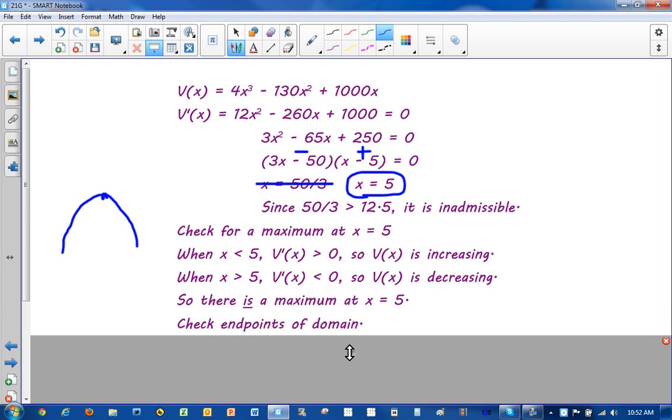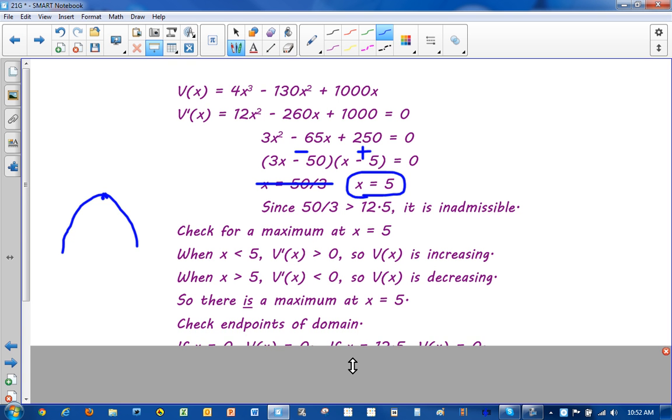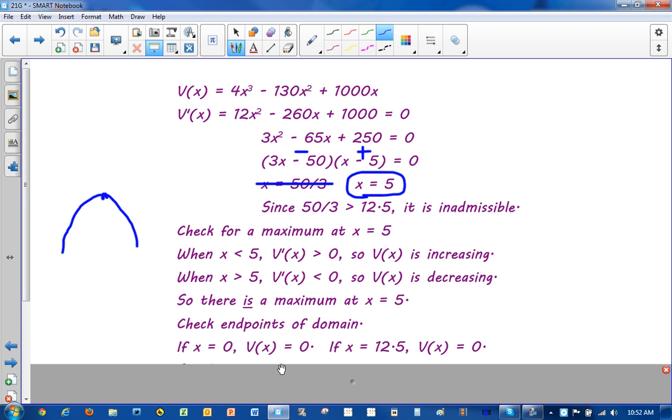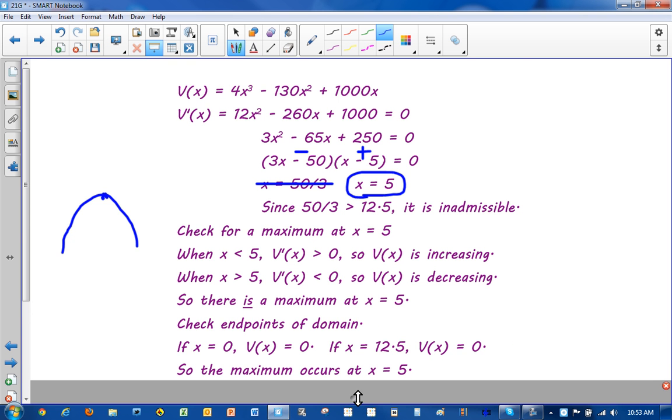All right. Also check the endpoints of the domain just to make sure that the maximum didn't occur somewhere else. The endpoints were 0 and 12.5. But if I plug those in, I get a volume of 0. So the maximum isn't going to be occurring there. In fact, that would be the minimum. All right, so I have a maximum that occurs at x equals 5.